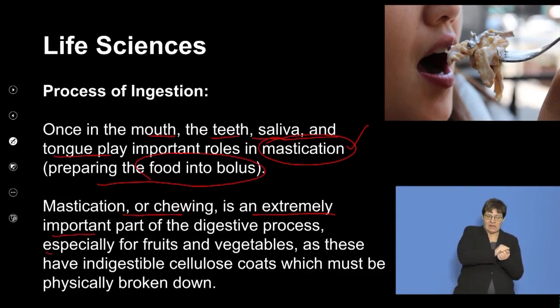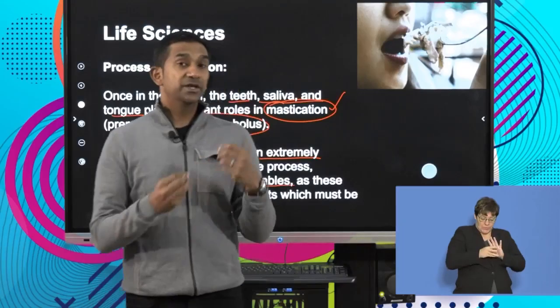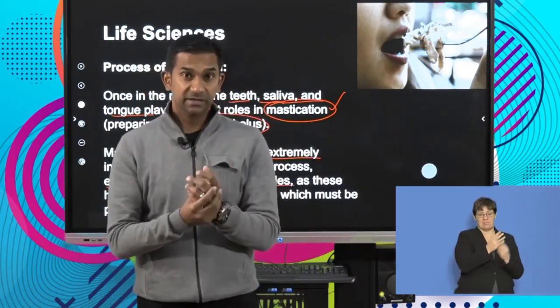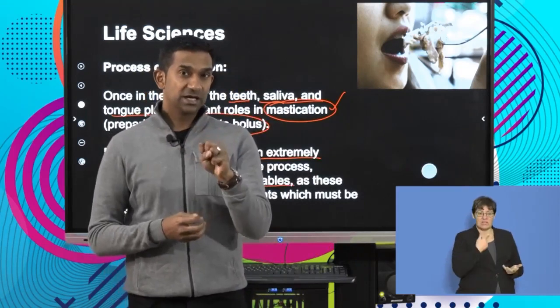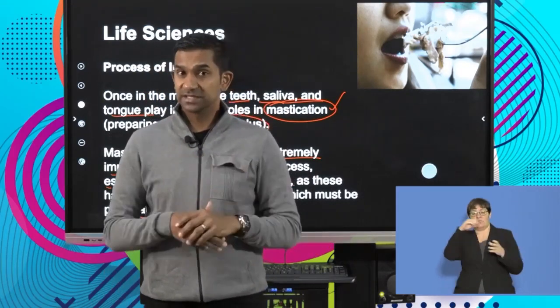Mastication or chewing is extremely important because it aids in the food being broken down, especially when it comes to consuming fruits and vegetables, as these have indigestible cellulose, and these coats must be physically broken down in order for us to release the nutrients. Now guys, we don't have the enzyme cellulase to break down some of the plant material, and hence chewing the food allows for the nutrients to be physically released from within the cells.